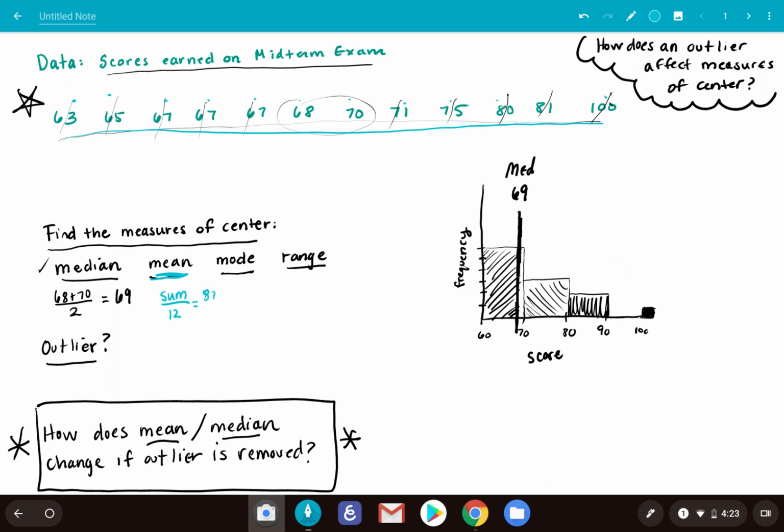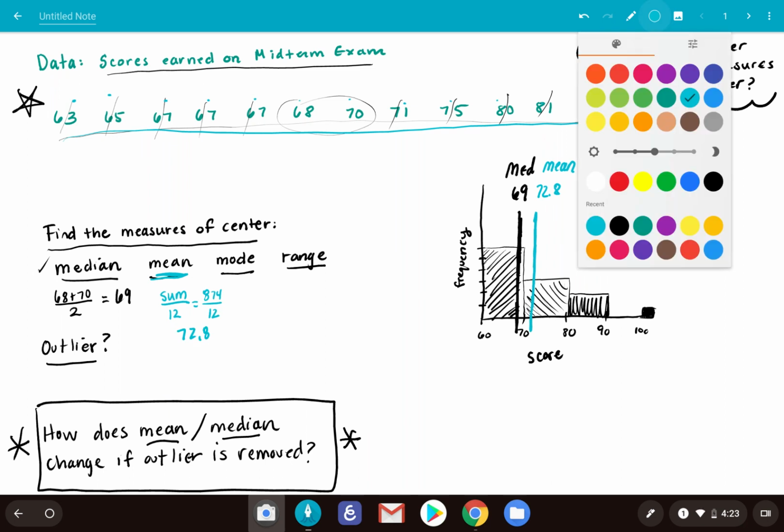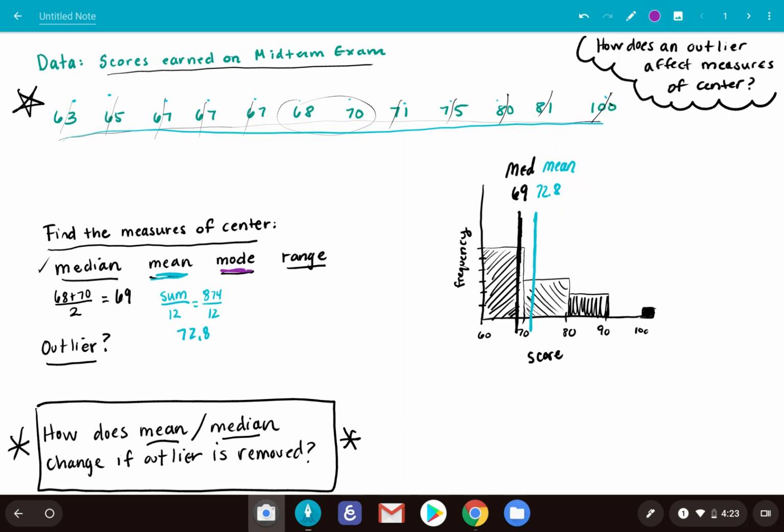My sum is 874, and if I divide that by 12, I end up getting a mean of 72.8, which is about right here if I were looking at it on this number line. That's your mean. And then we can find our mode. Our mode is just the value that appears most often. So the 67 is there 3 different times. So it looks like our mode is 67.